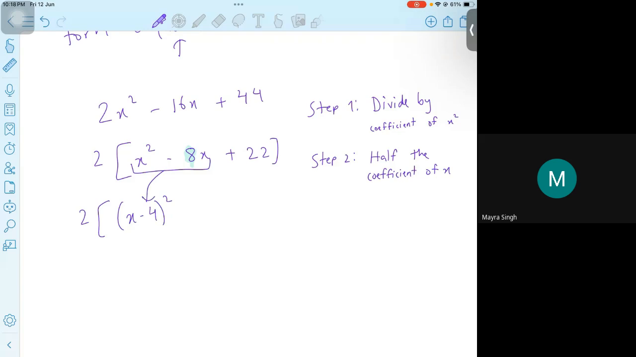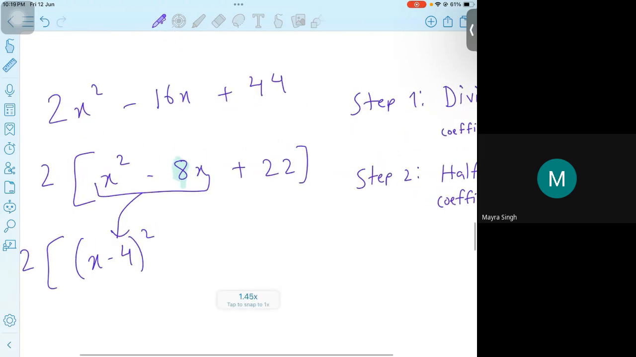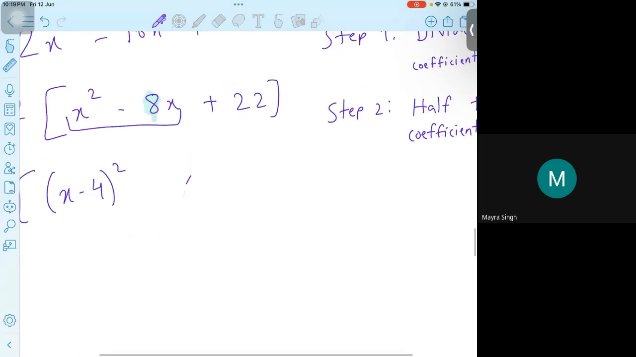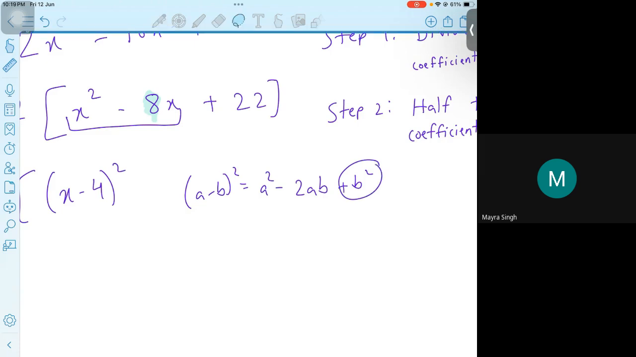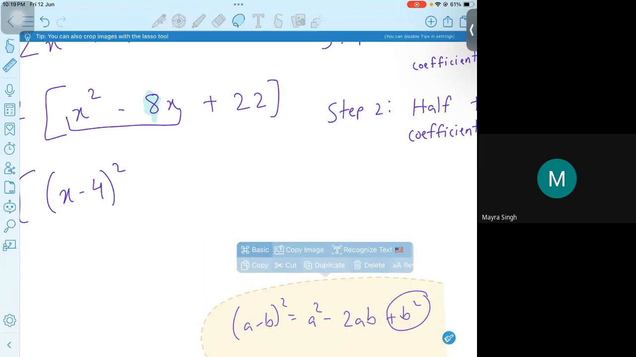So we took the 8 and we halved it to get minus 4, and we're using it with x and putting a bracket all over it. And then you have to recall that when you had a minus b whole square, you had a square minus 2ab plus b square, right? So there is this part as well, which you have to cater to. So let's just keep it here for now.